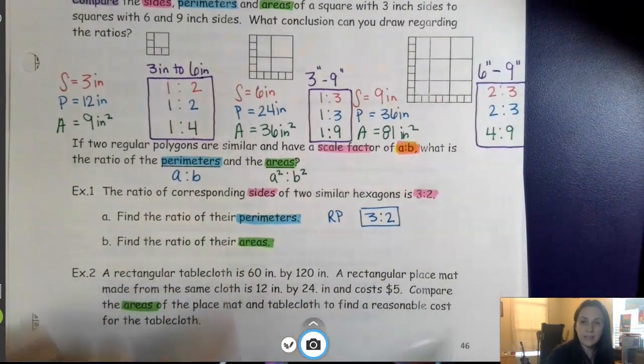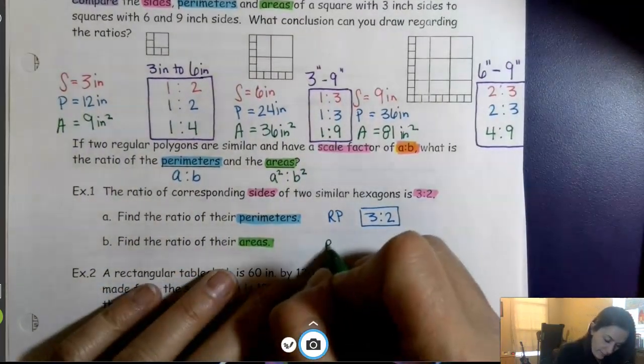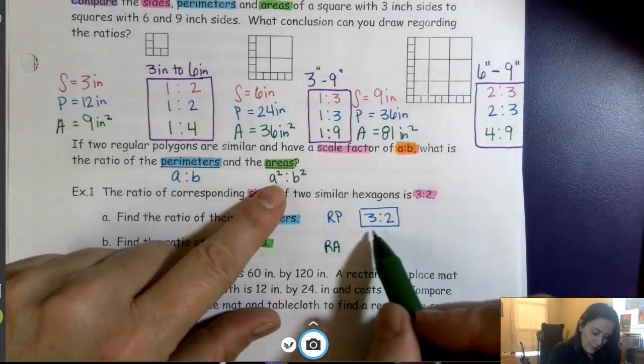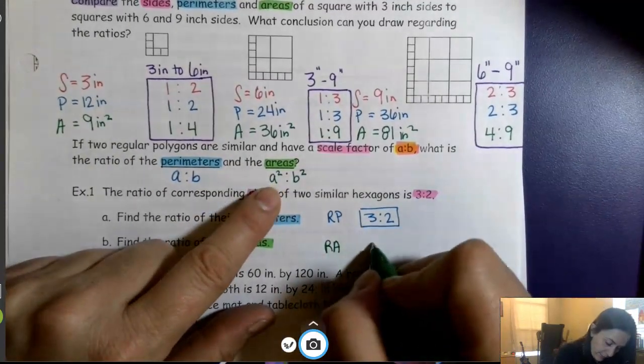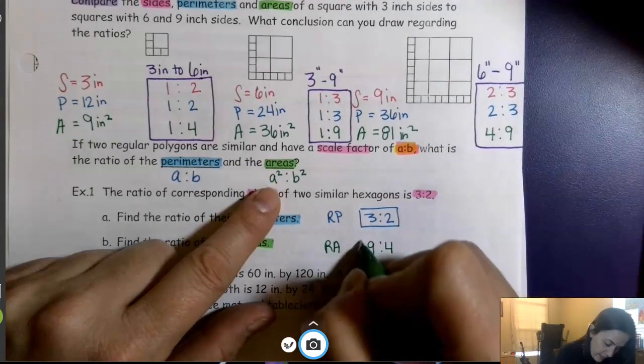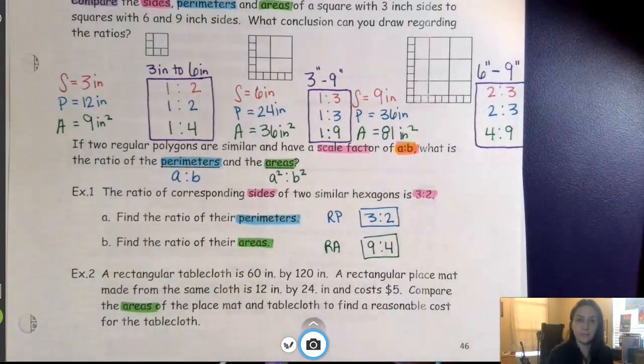Now the ratio of areas, I usually write it as RA. This time I'm going to square these, so for area I'm going to get 9 to 4. Every single time, that's going to be our rule.